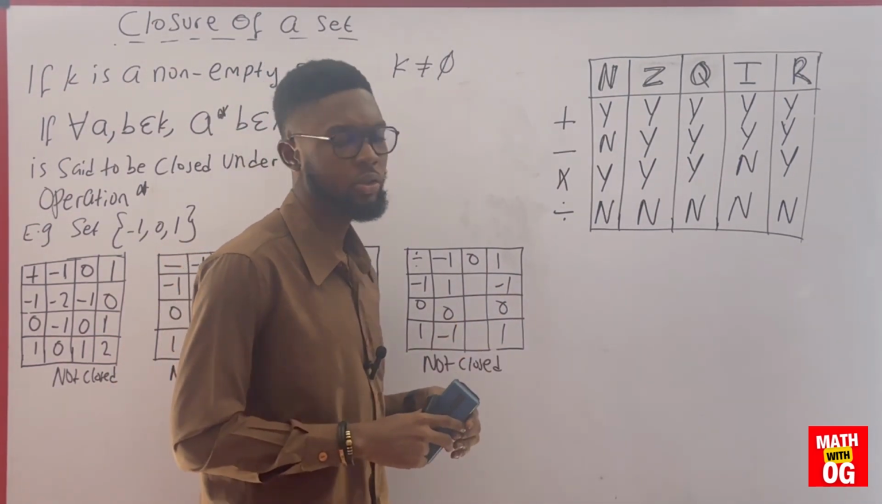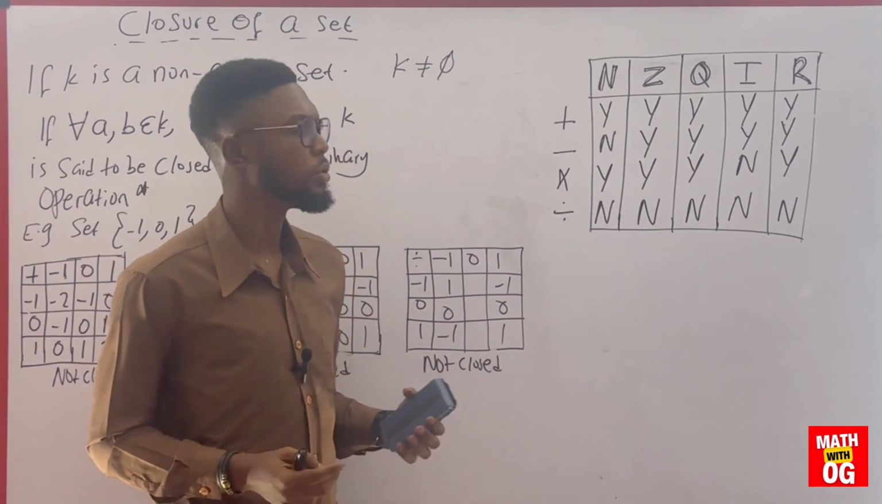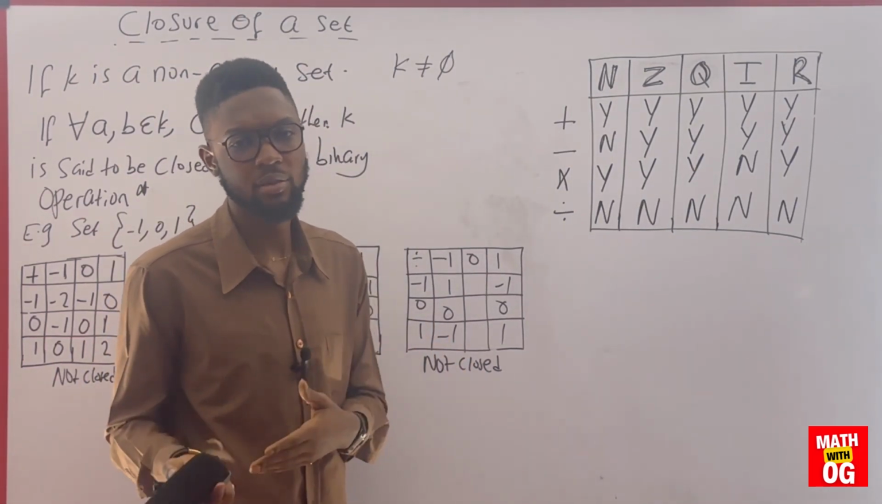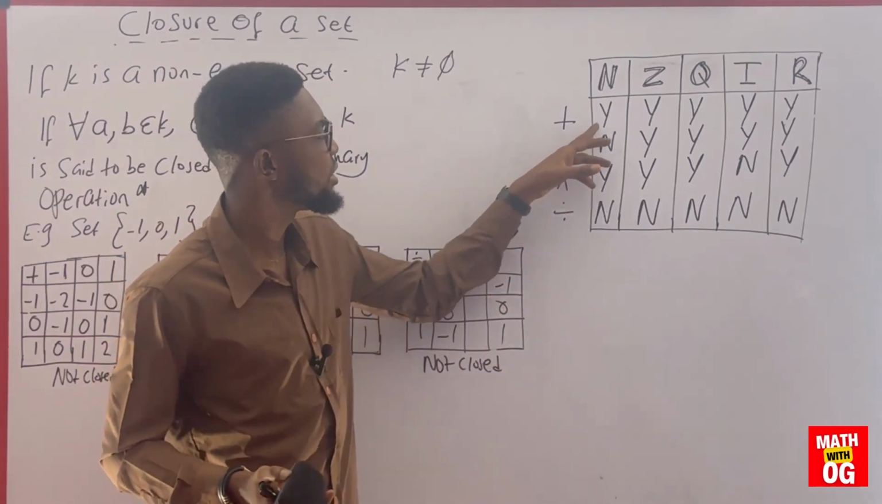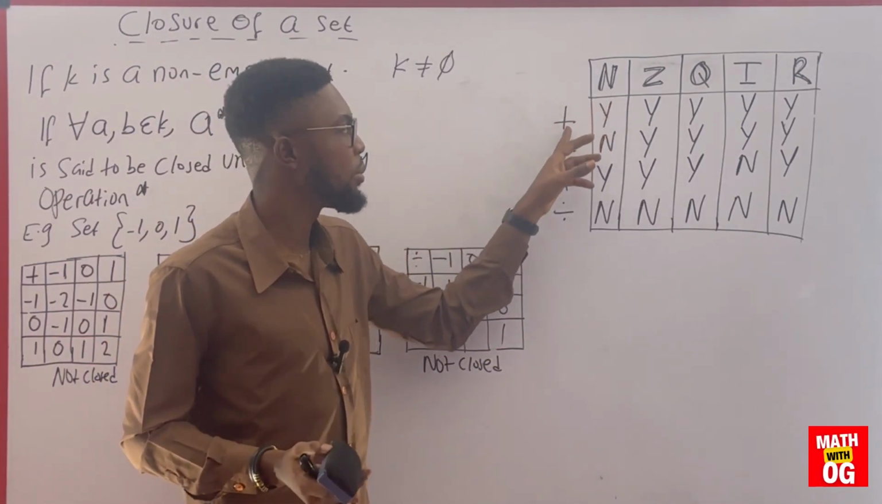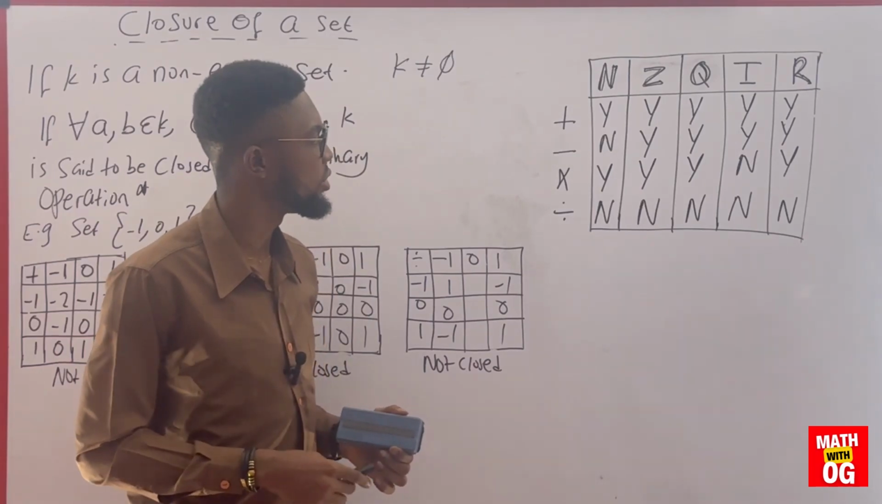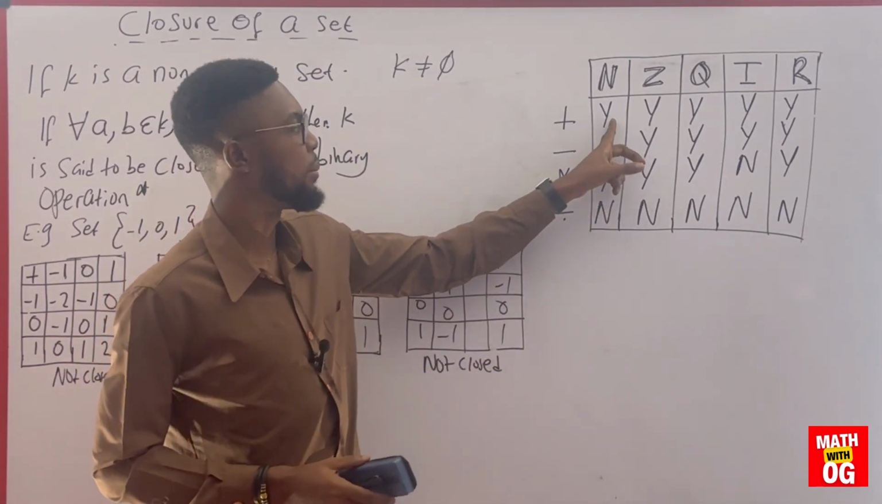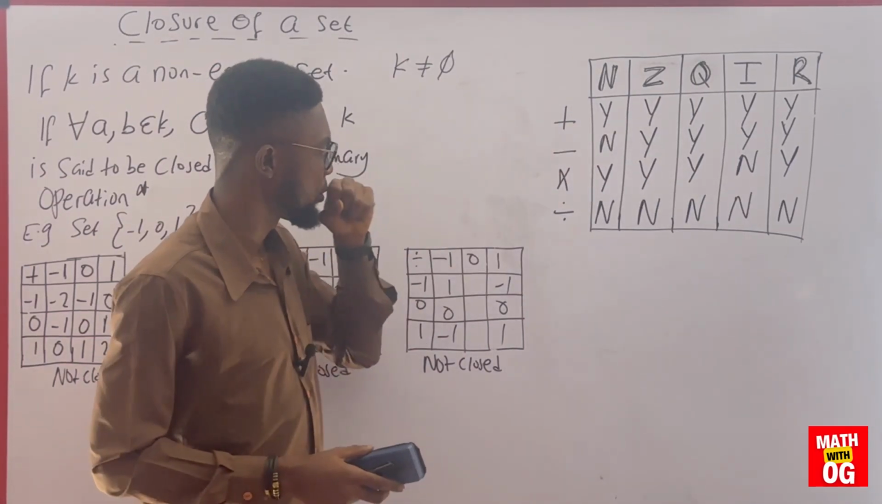Whenever you add two natural numbers, what are natural numbers? Positive whole numbers. Whenever you add two positive whole numbers, you always get a positive whole number. So I can say that natural numbers are closed under the operation of addition. That's why I put a Y here, meaning yes.